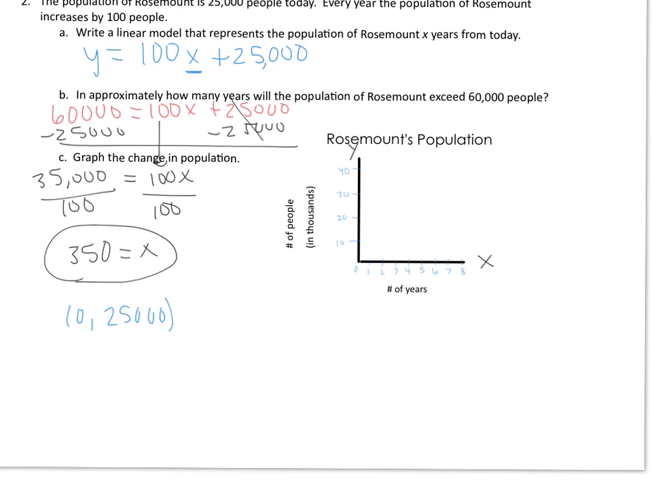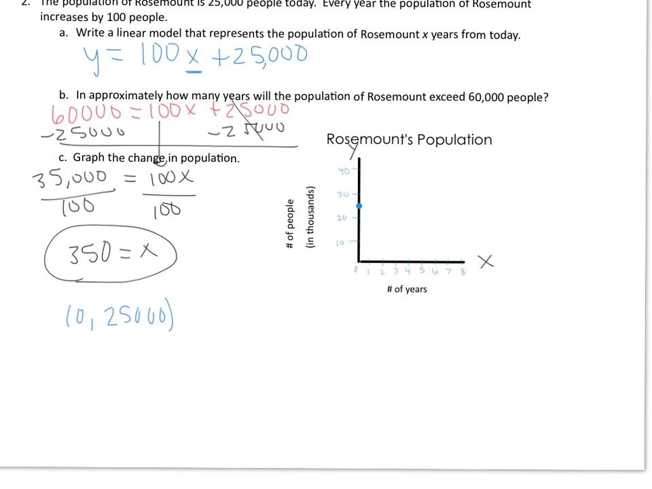Okay, so I've scaled my graph on the x-axis just by ones, so number of years after this year. And I've scaled on the y-axis just by tens, so it really represents 10,000s. And so we know the point (0, 25,000) is on the graph, so I'll go ahead and plot that right now. So (0, 25,000) would be about right there. Okay, now let's plug in another value.